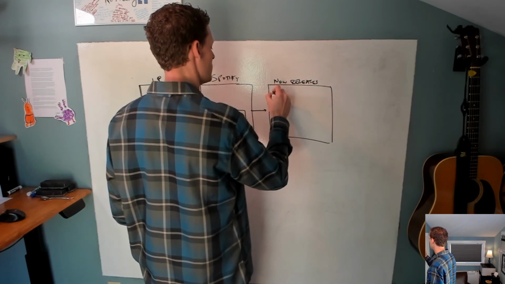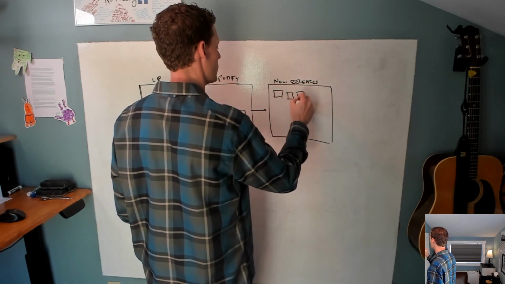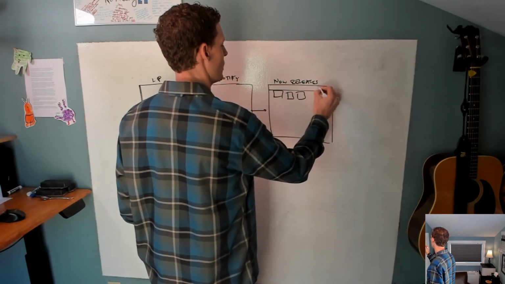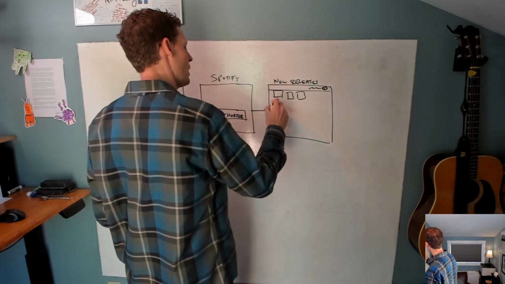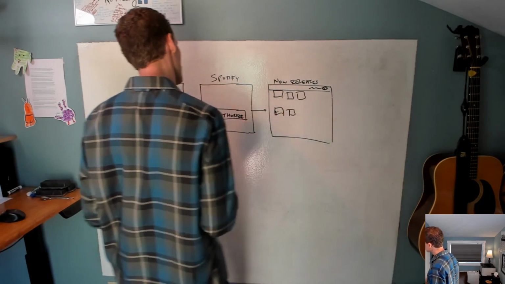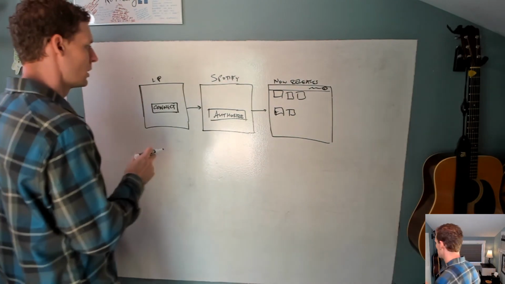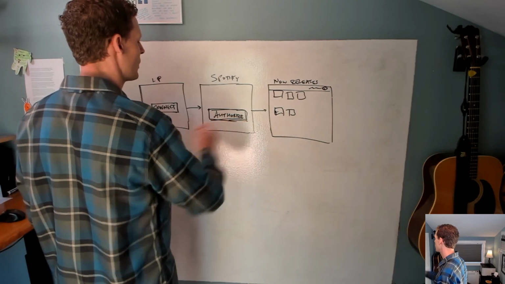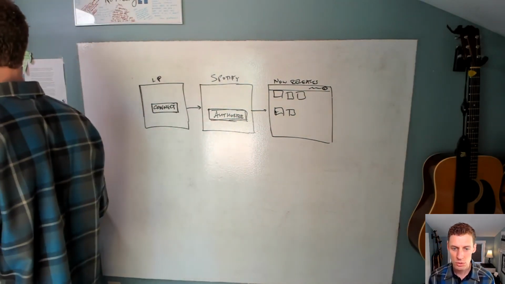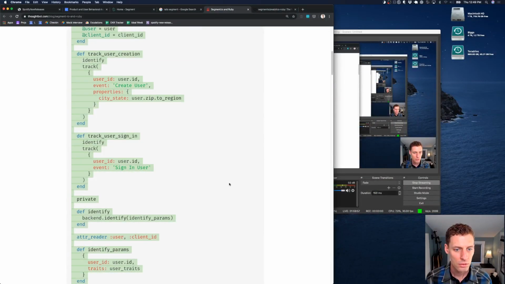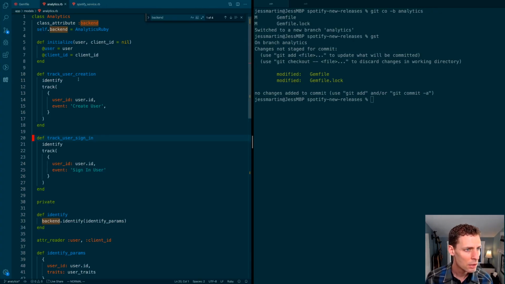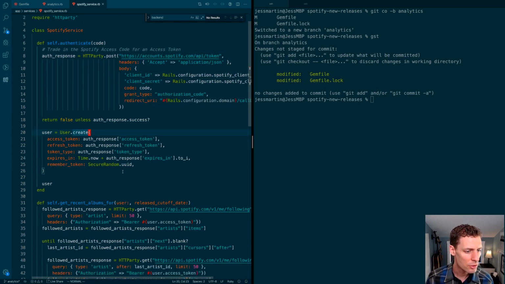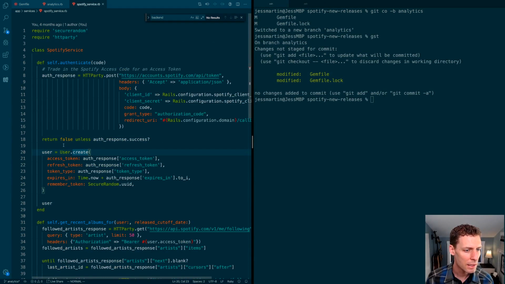It's the new releases page, and then there's a bunch of new releases, and then there's like an I-am-signed-in type thing with my name up here. So the equivalent of sign up would be linking your authorized account the very first time. That will actually do what is right here in our Spotify service, this authenticate loop where it creates the user the first time.